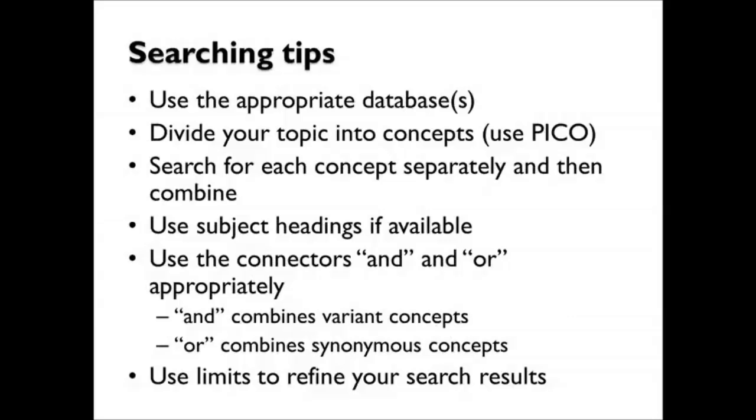And then you use the connectors and or to combine your searches. So when you have two ideas that you want to bring together and retrieve a set of citations that are about both ideas, you combine them with an and. And when you have synonymous concepts that are similar and you want to blend them into one big set and delete all of the duplicates, you combine them with an or. And then finally, you use limits to refine your search. Limits can be things like age groups, sex characteristics like male or female, and publication types.